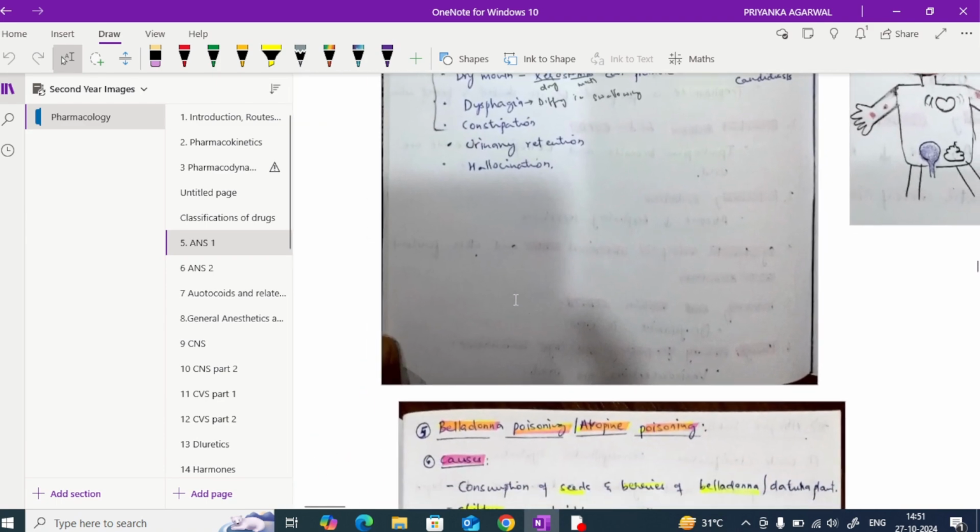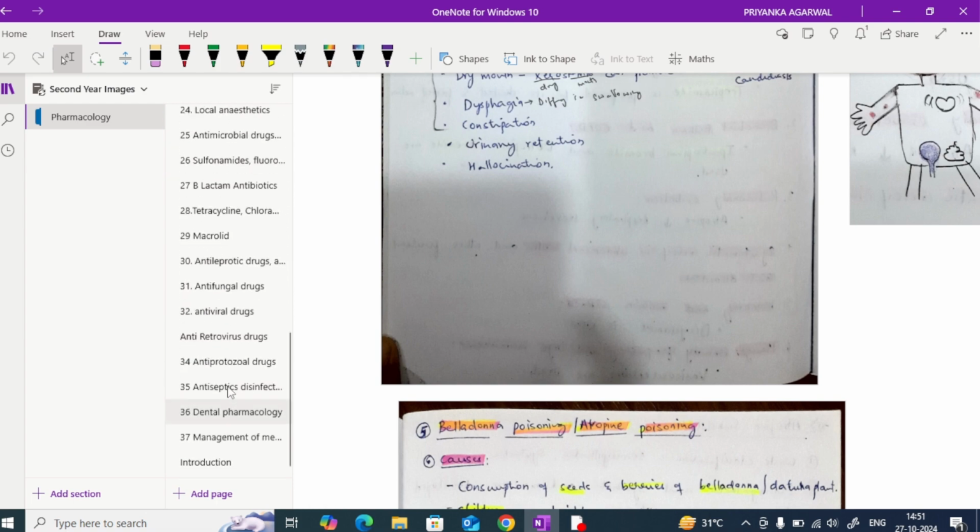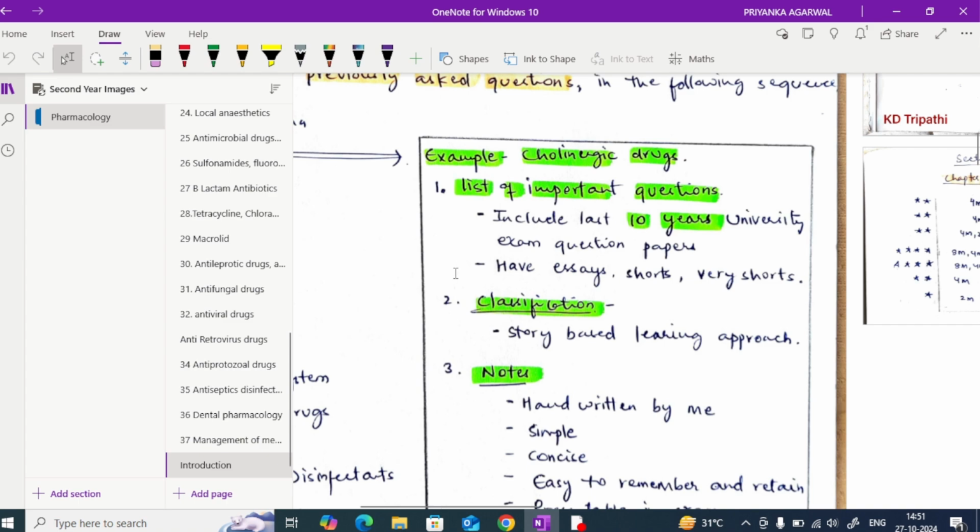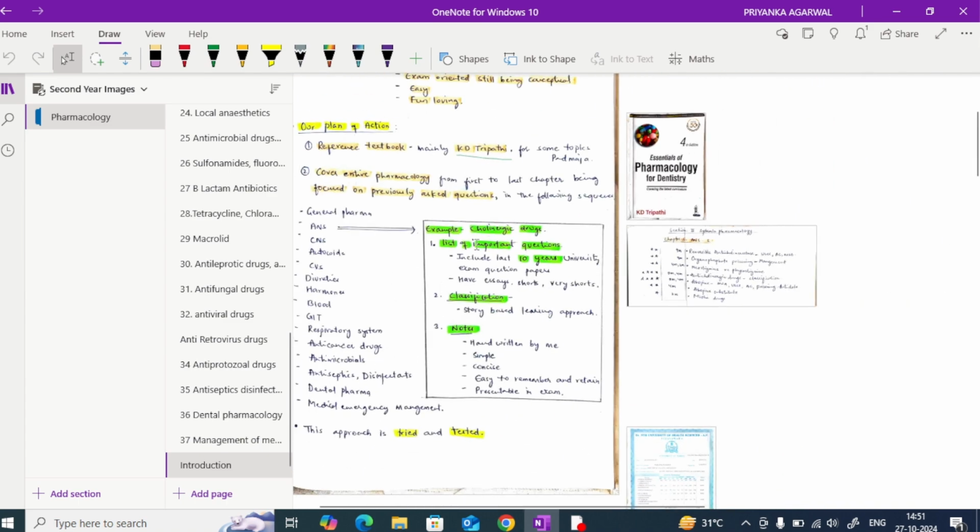So this is how we are going to cover each chapter. Okay, to be specific, each question asked till now in previous year question papers, or the important ones. Okay, so this is how we are going to study pharma. So I think we got an idea about how we are going to study in the easiest way, to have good retention and to really score well in the exam.